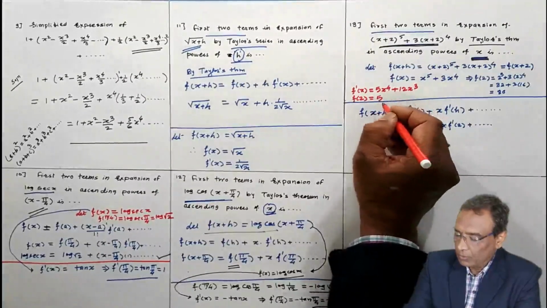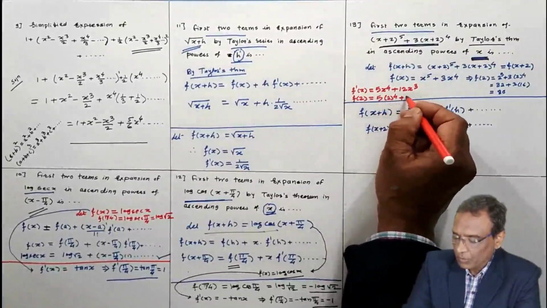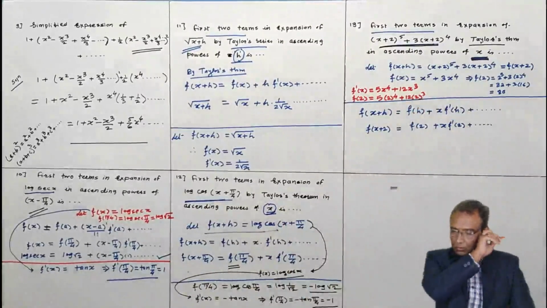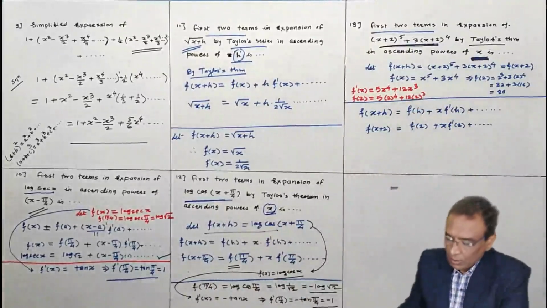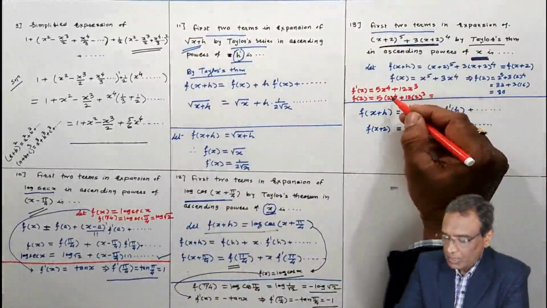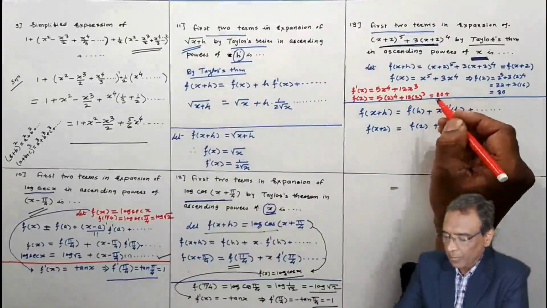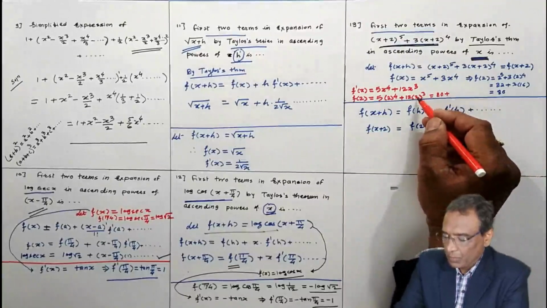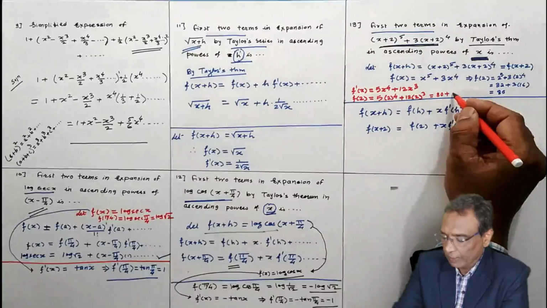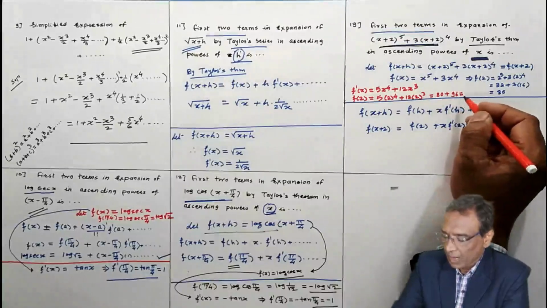5 into 2 raised to power 4, 12 into 2 raised to power 3. Okay. Now this is equal to what? 2 raised to power 16 into 5, 80, plus 2 raised to power 3 is 8, and multiplied by 12, 12 into 8, 96. Okay, and this is what?